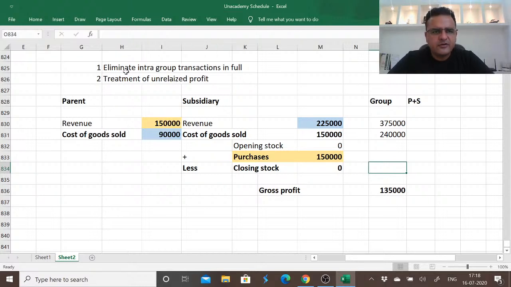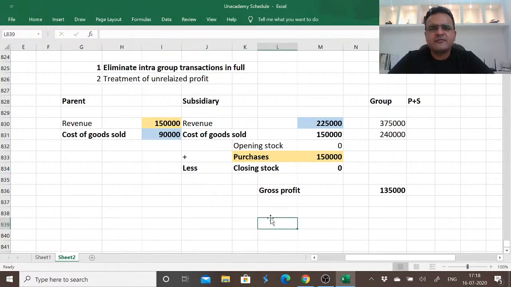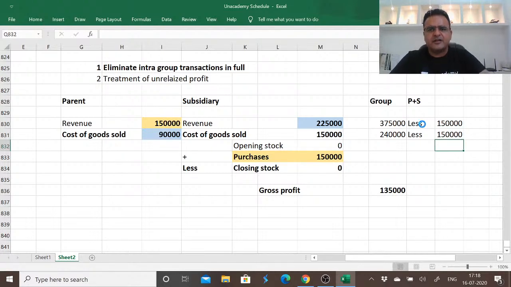What shall we do? We need to eliminate intra-group transactions in full. How do we do that? Since one party's revenue and the other party's purchase, both the sides' revenue and cost of goods sold, are inflated by how much amount? They're inflated by an amount of 1,50,000. So shall I remove 1,50,000 from both sides, and will I be successful in eliminating the intra-group transaction in full?